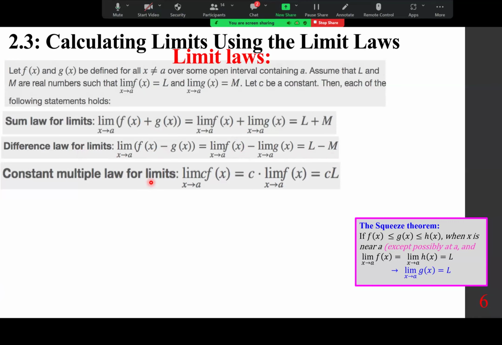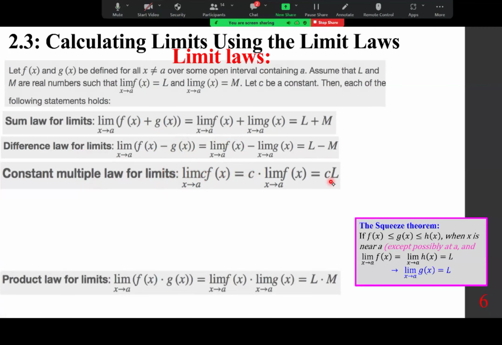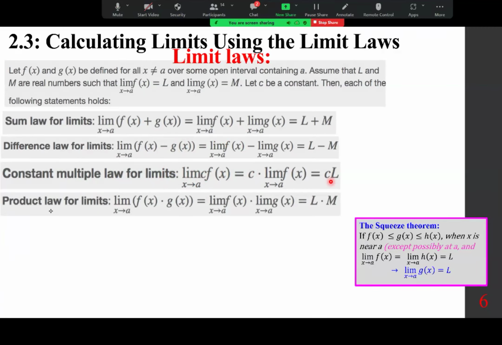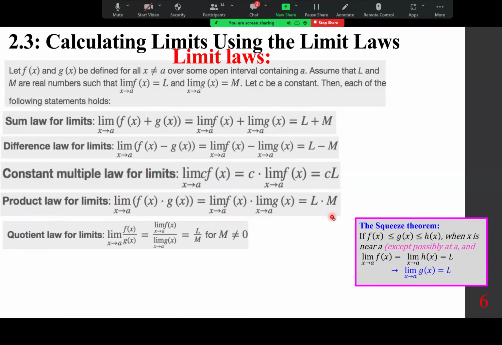Constant multiple law. The limit of c times f of x as x approaches a, c is a number, is a constant, is a multiplier, is a coefficient, you can take it out. So it becomes c times L. Product law. The limit of the product is the product of the limits, L times M. Quotient law or rule. The limit of the quotient is the quotient of the limits, L over M.